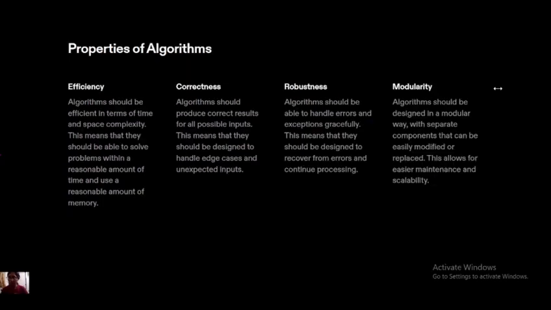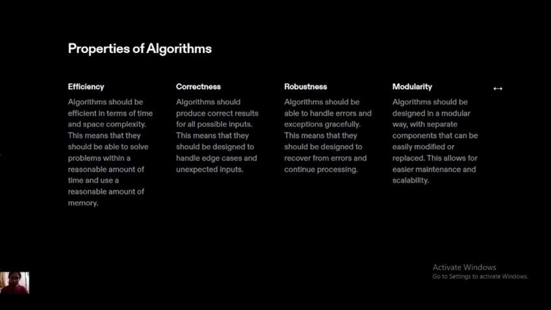Properties of algorithm. Efficiency. Algorithms should be efficient in terms of time and space complexity. This means that they should be able to solve problems within a reasonable amount of time and use a reasonable amount of memory. Correctness. Algorithms should produce correct results for all possible inputs. This means that they should be designed to handle edge cases and unexpected inputs.